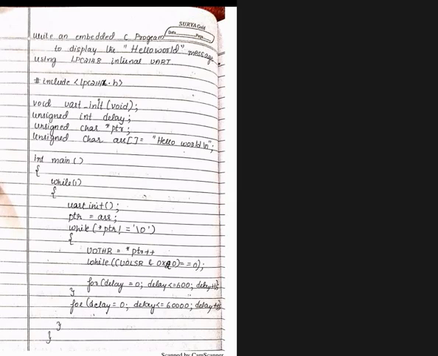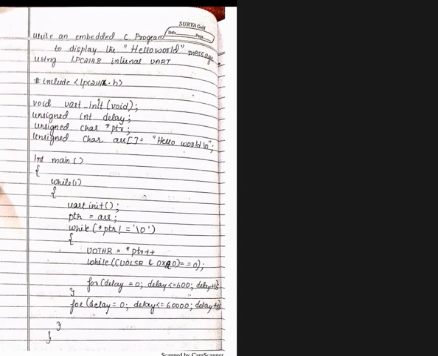The objective is to write an embedded C program to display the hello world message using the LPC2148 internal UART. The LPC2148 kit that you are using has two UARTs, UART 0 and UART 1. By making use of UART 0, you send the message hello world, and you receive the same hello message that was sent from the CPU, and you display that hello world on the monitor. So this is the objective.